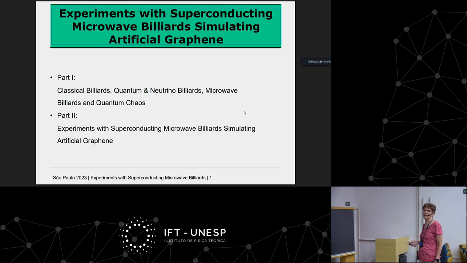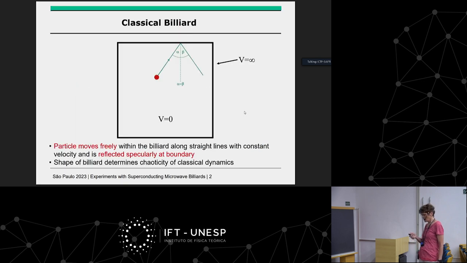So before I start with the experiments, I will briefly introduce billiards. I have quantum billiards, relativistic billiards. And then the experiments were done with microwave billiards, which simulate quantum billiards. And the main aspects we were looking at were aspects of quantum chaos. And then I will speak about these experiments. So first of all, what is a billiard? I mean, the people from the school already know, but I will just briefly repeat.